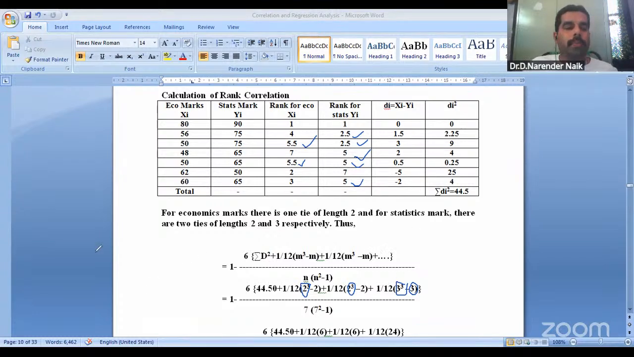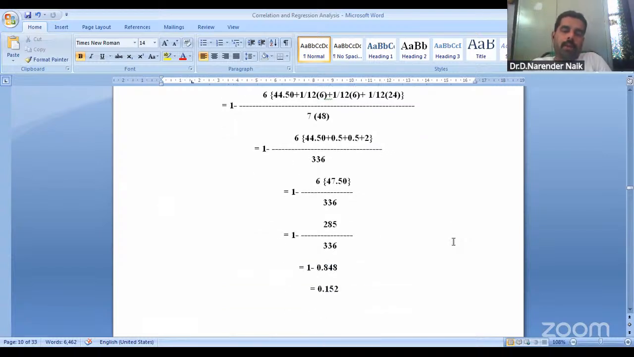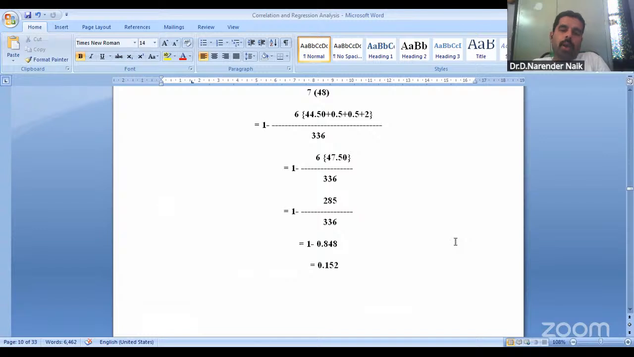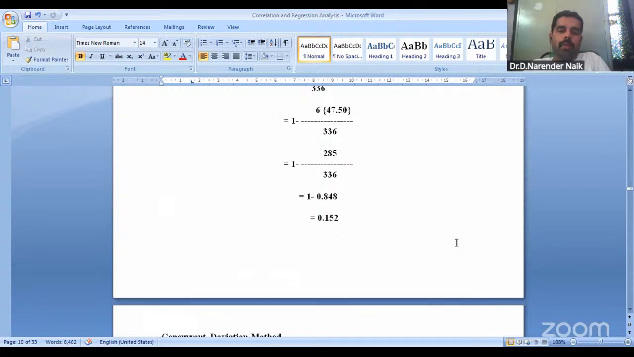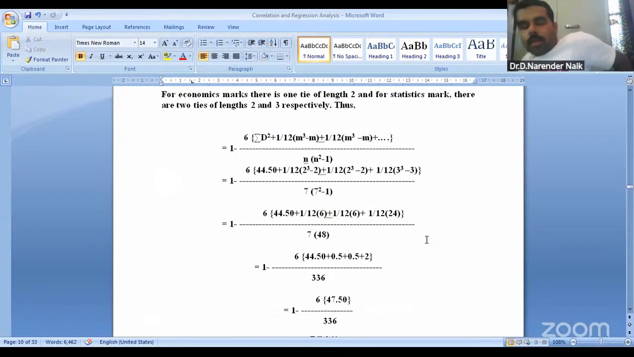So simply go for calculating all the values. After calculating, observe carefully: 1 minus 6 into 47.50 divided by 336, that is 1 minus 285 divided by 336. So the final answer is 0.152. 0.152 is the answer. So this is the way of calculating the Karl Pearson coefficient of correlation for a correlation analysis. Okay.